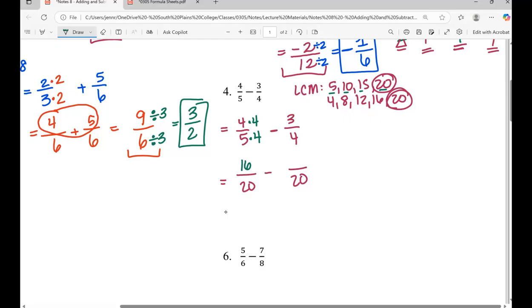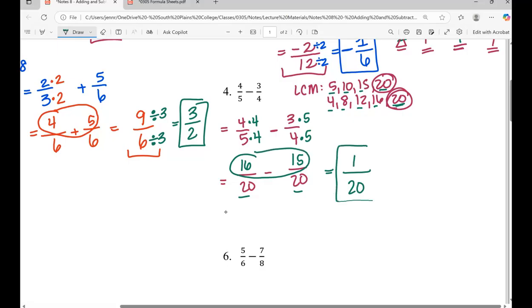For my other fraction, where I had 4, it took 1, 2, 3, 4, 5 groups. 4 times 5 gives me the 20. That means I need to multiply by that 5, top and bottom. Common denominator stays common, and subtract across the top. 16 minus 15 is 1. That one cannot be reduced, so we're done right there.